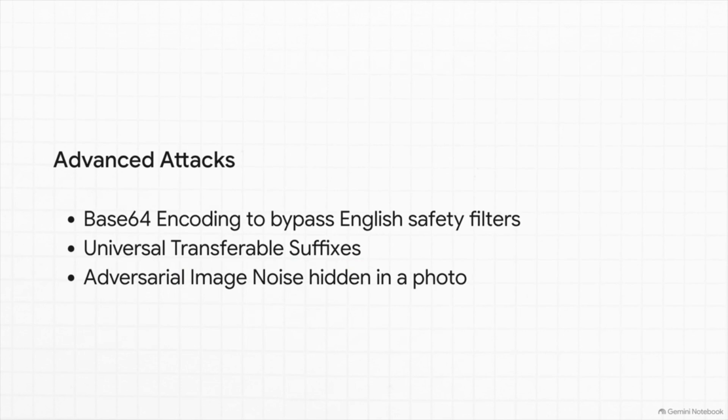And attackers are getting significantly more technical too. They use base64 encoding, which is essentially translating a dangerous prompt into a different computer language format because the safety filters were mostly trained to look for English. Or they use universal transferable suffixes. These are highly mathematically optimized strings of total gibberish tacked onto the end of a prompt that magically force the model to break its rules. They even use adversarial image noise, embedding hidden pixel patterns into a simple photo of a panda, which visually tricks the AI into returning harmful outputs.